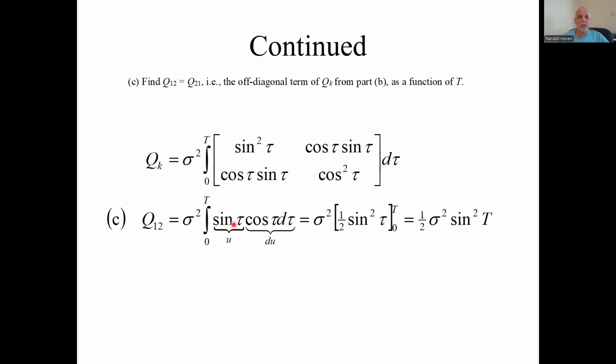You just call sine tau equal u, and du is cosine tau d tau. So the integral of u du is 1/2 u squared, in this case 1/2 sine squared. And we just go from 0 to T. When the argument is 0, the answer is 0, so we just need the upper limit part. And here's the answer to part C. And that's it. That's all we're going to do for discretization.